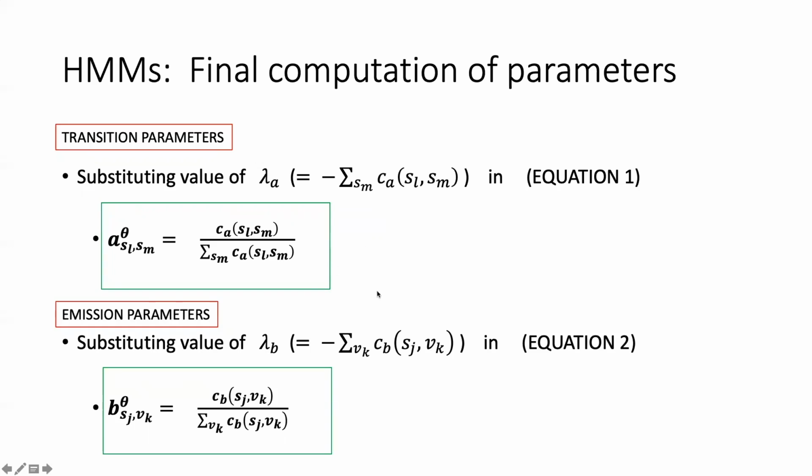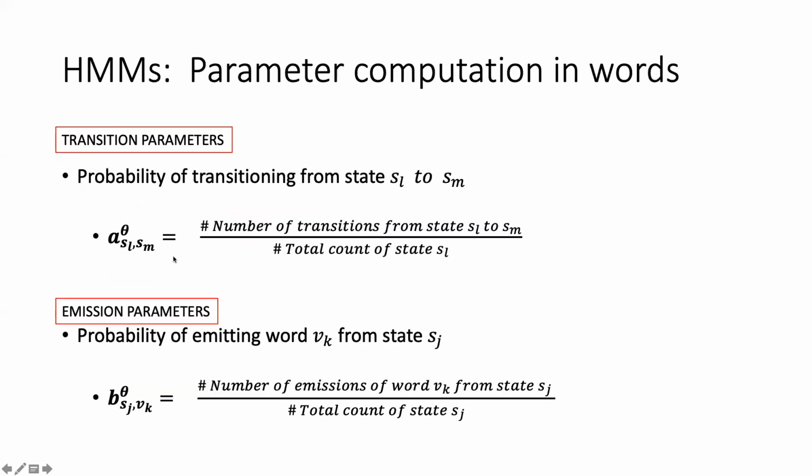Let's understand what this means in terms of words. The transition parameter A(S_L, S_M) indicates the number of transitions from state S_L to S_M divided by the total number of counts of state S_L. Similarly, the probability of emitting a word V_k from state S_j is given by B(S_j, V_k), which is the number of emissions of the word V_k from the state S_j divided by the total number of counts of state S_j. And these are fairly intuitive.